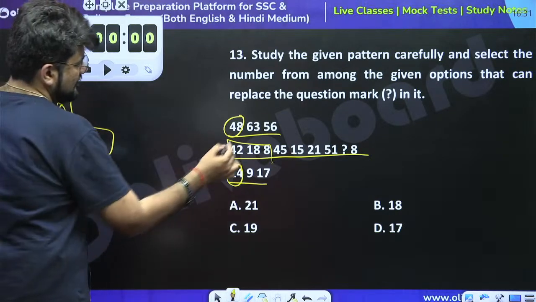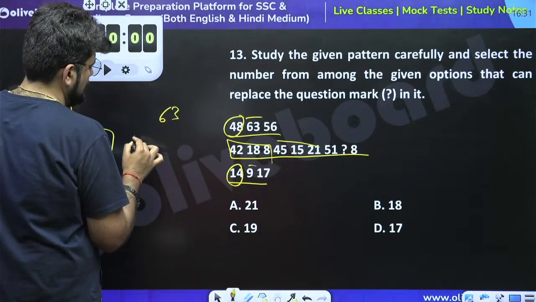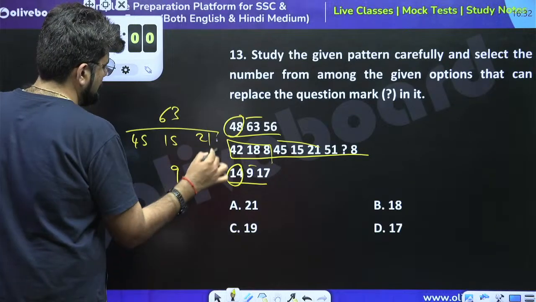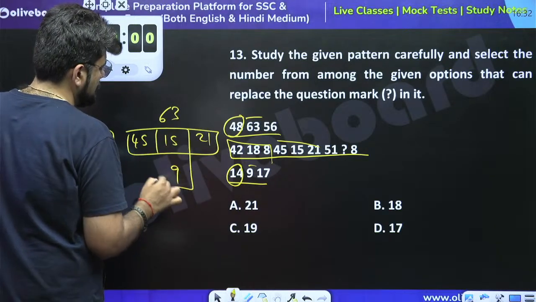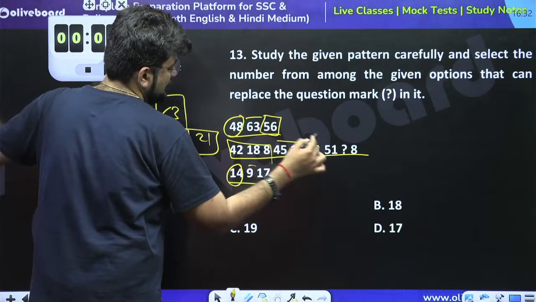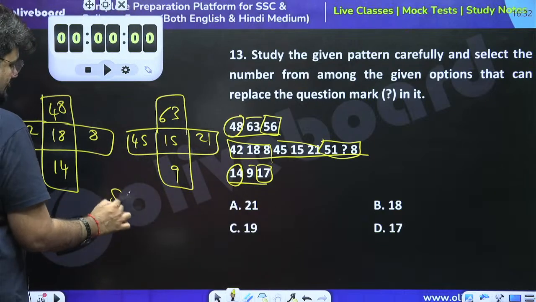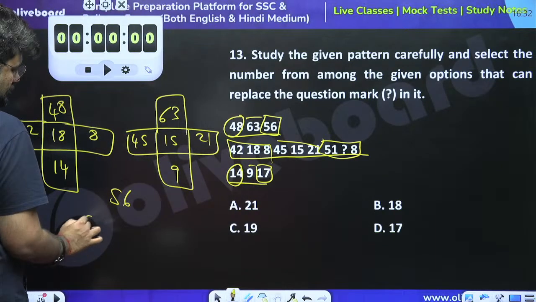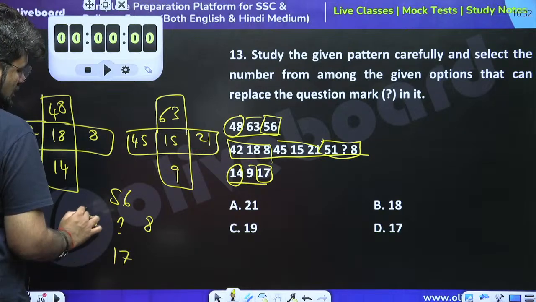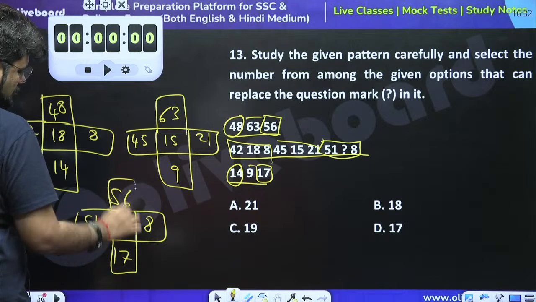This is one set. The next one is 63, these 3 and 9. So we have 63, 45, 15, 21 and 9. And the next one is 56, this and 17. Make sense?